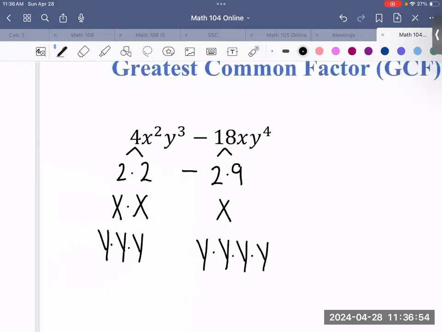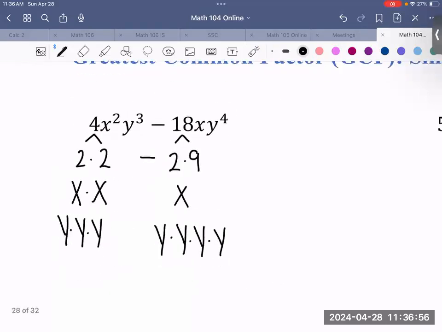Now for your GCF, for this highlighter method, we're just going to highlight what they have in common. So in your coefficient, they both share a 2 in common, so I'm going to highlight that. They can only have 1 x in common. You can't take more than you're allowed.